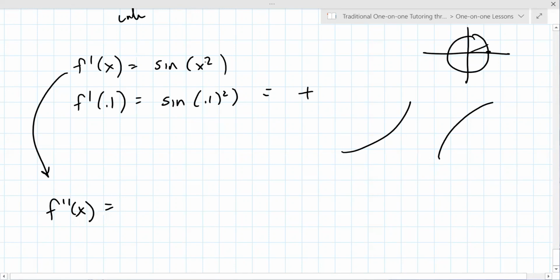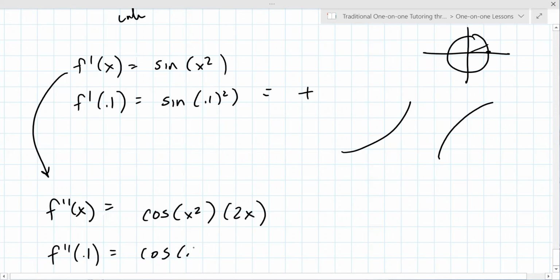So now you've got to find the second derivative. This is a chain rule. The derivative of sine is cosine. Keep the inside function times the derivative of the inside function, 2x. Now you have to evaluate f double prime of 0.1. So it's cosine of 0.1 squared times 2 times 0.1. Cosine is also in the first quadrant, so it's positive.